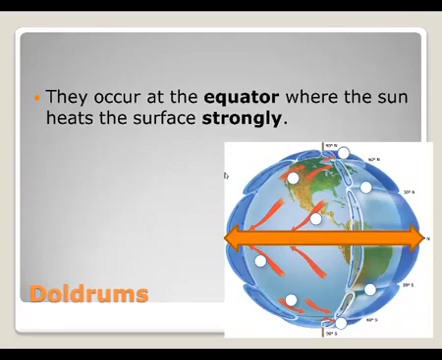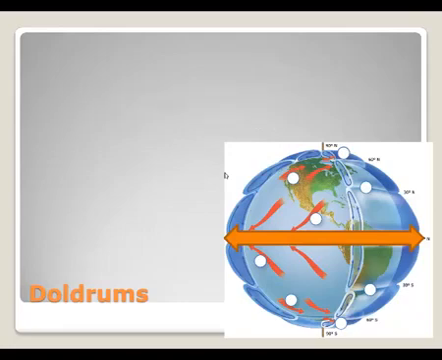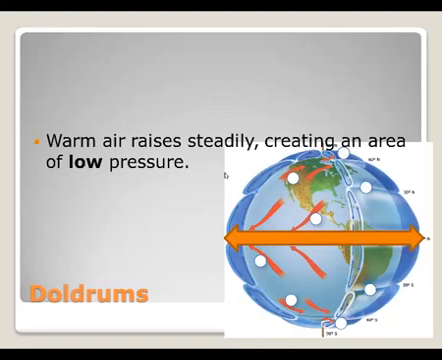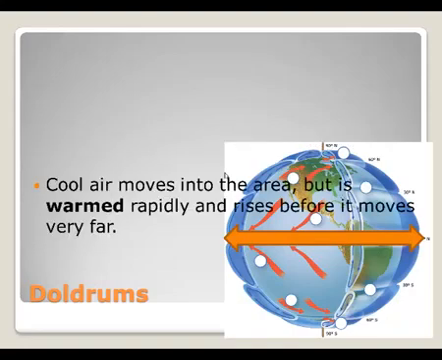They occur at the equator where the sun heats the surface strongly. Warm air rises steadily, and it creates an area of low pressure. Cold air moves into the area but is warmed rapidly and it rises very quickly. Therefore, there is very little wind at the equator.